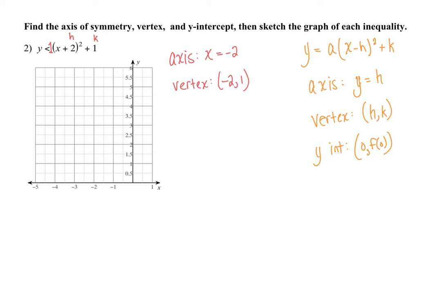So just like I did on the other one, I'm going to graph my axis with the dashed line, my vertex with just the point, negative 2, 1. The y-intercept is the one that you have to solve for in this one. So y-intercept, you actually need to plug in a 0. It's always going to have a 0 as x, so we're going to go through 0 plus 2 quantity squared plus 1. You're going to do order of operations here.